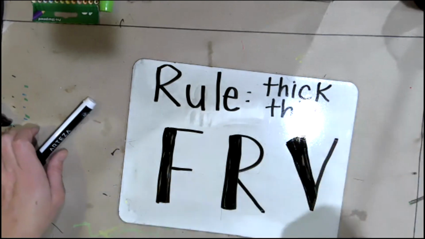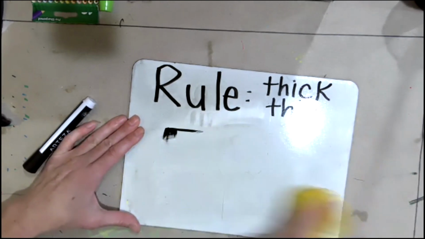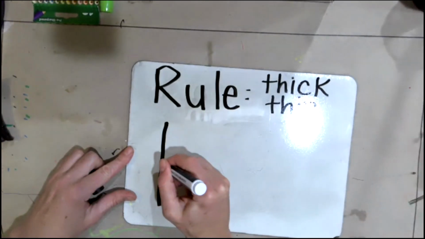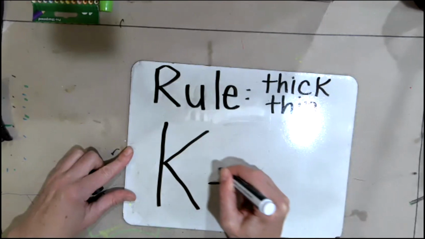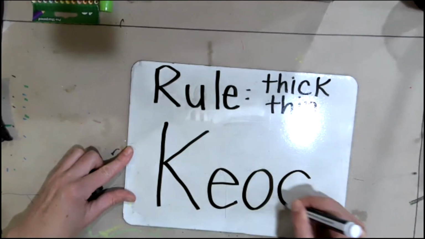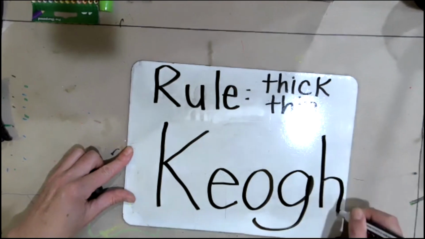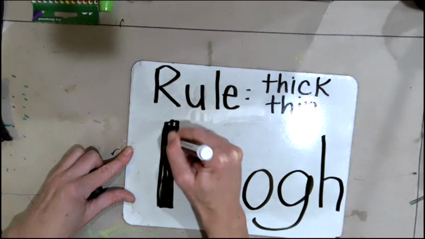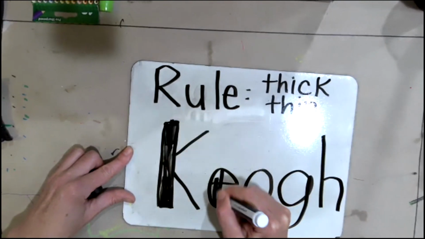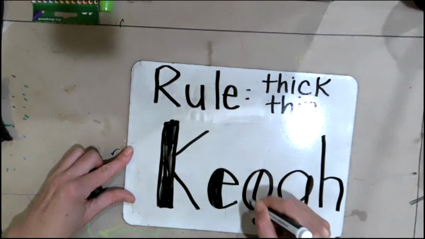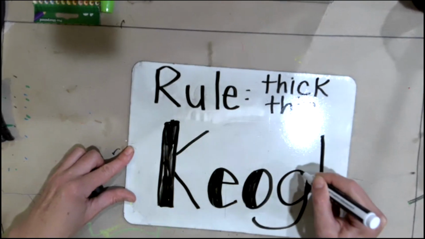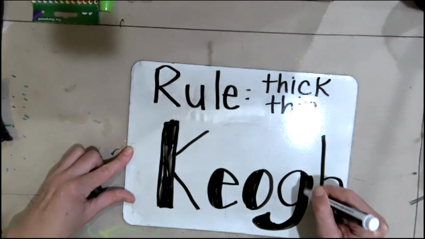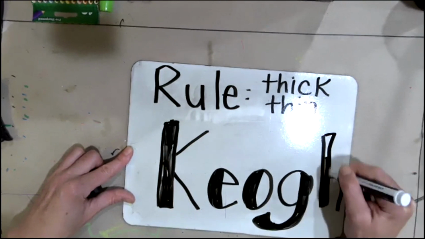You could even try drawing your name. So my name is Miss Keogh. So first I write my name and then apply my rule to each letter. My rule is thick and thin lines. So I'm going to make sure each letter has a thick line and a thin line. What will you choose? You can even add color.